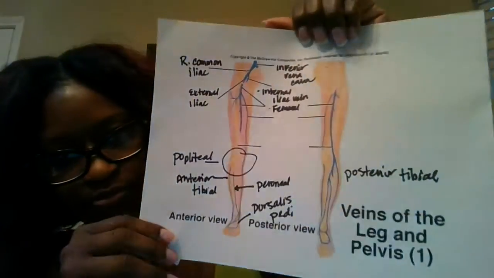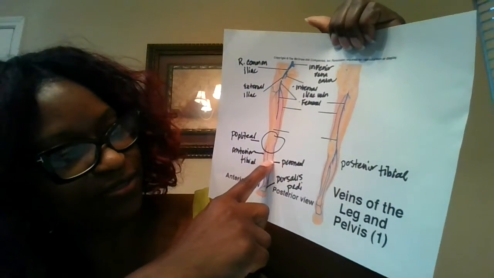We'll now talk about the deep veins of the lower extremities. You have your anterior tibial, to your posterior tibial. Now remember, we're going from the bottom up. Before, with the arteries, we went from the top down. We're going from the bottom up. Your anterior tibial to your posterior tibial.